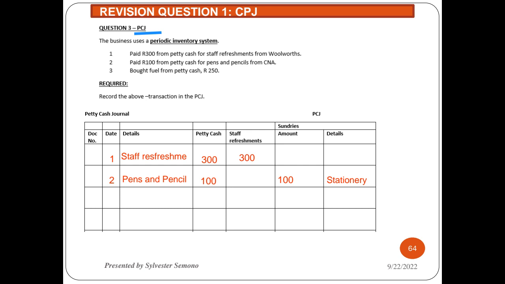Okay, we're finishing, guys. So as long as we can. On the third, what do you think I must write under details? Fuel. Thank you so much. Fuel. Yes, like that. And then how can I record the amount? Petty cash. Petty cash, ne? And where? Are you still here? Yes, sir. Okay. I think if you don't understand, you're going to ask, okay?